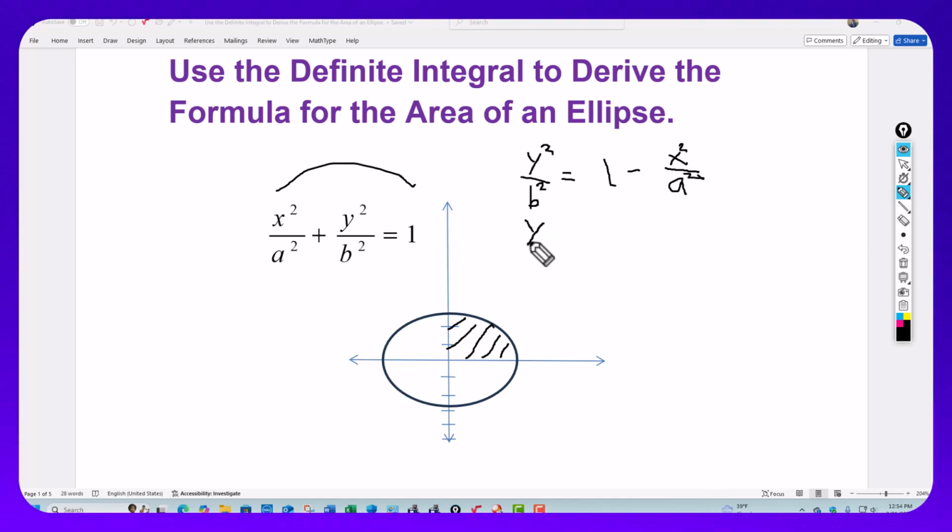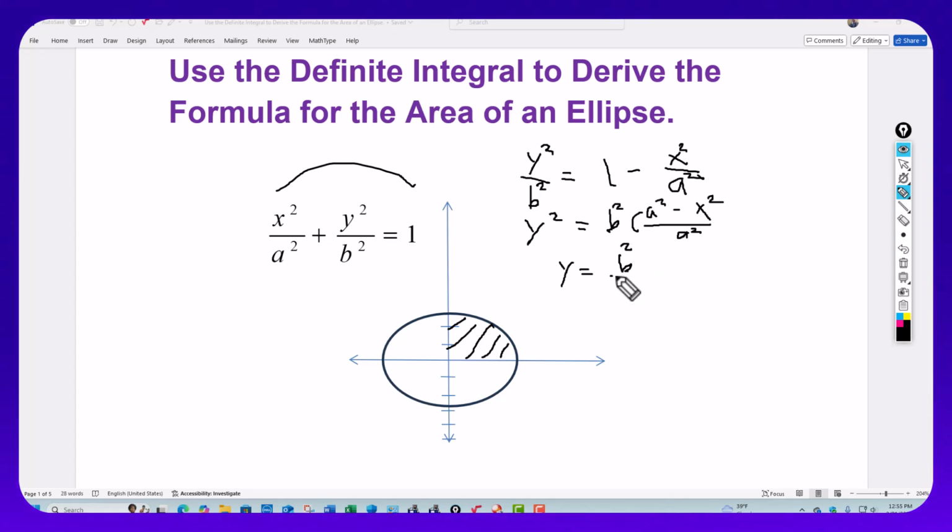Then this will be y squared over b squared, and let's get the common denominator of a squared, and we'll write this as a squared minus x squared, over a squared. Multiply by a squared so I get the same denominator, and then multiply through by b squared to get y squared by itself. And I'm only interested in the top portion of this ellipse, so I'll take the positive square root of this.